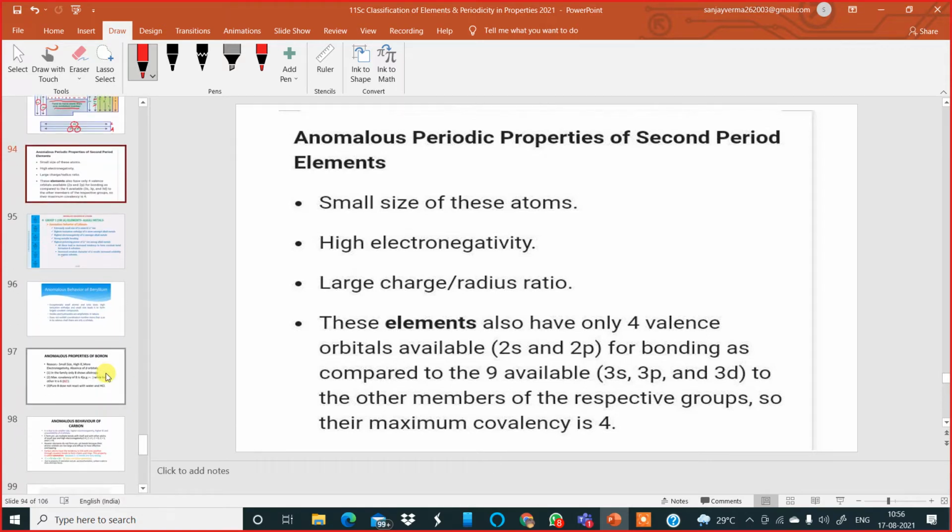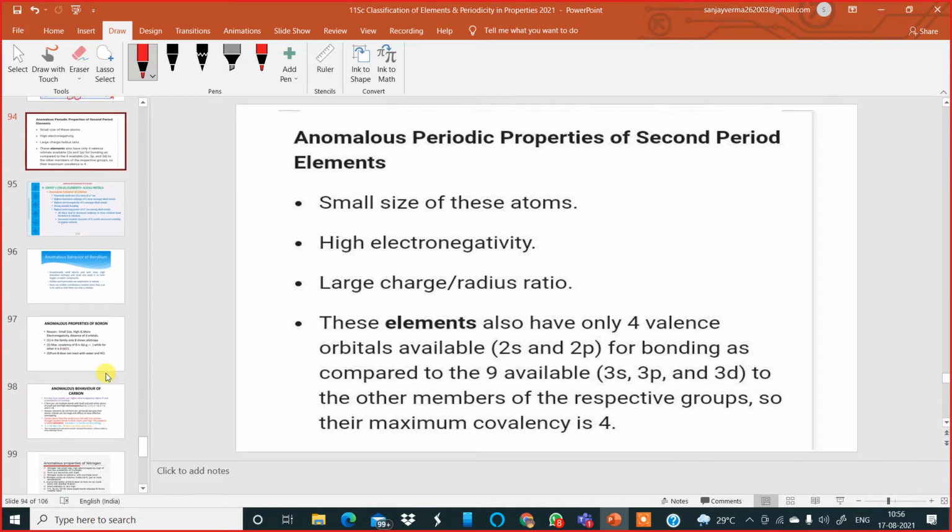Now, moving to the next slide, let us come to the anomalous periodic properties of the second period elements. What are the second period elements? Can you name some? Tell me. The first one I have written is lithium. After lithium comes beryllium, then boron, then carbon, then nitrogen, oxygen, and then fluorine.